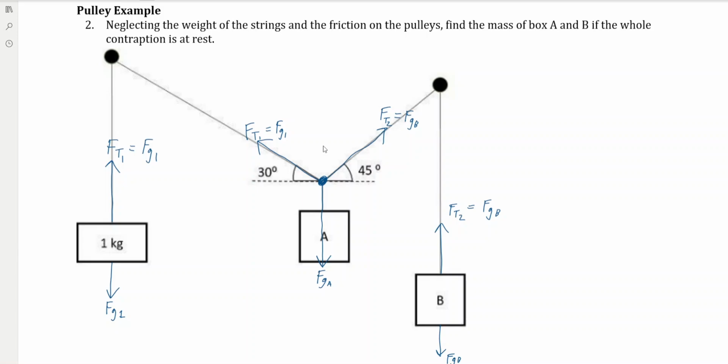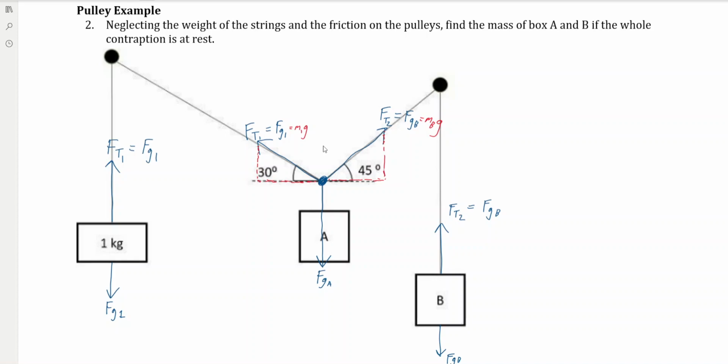Okay, this is wonderful, but we're not quite done. What we need to do is break these up into their components. So this is annoying, but it has to be done. And we can also write this as M1G. We can write this as MBG. So again, components over here as well.